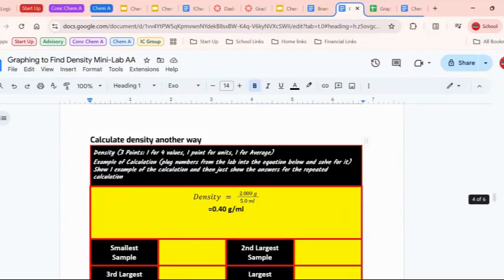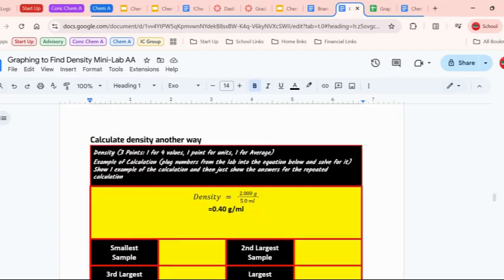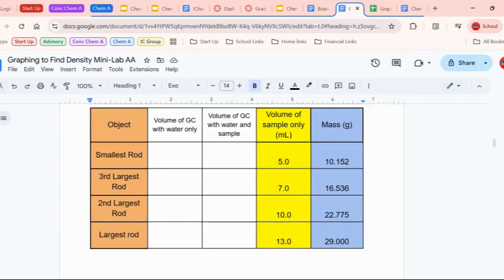Now, ladies and gentlemen, you are ready to answer your questions and do your calculations. So let's begin with your calculations here. The calculation that you're going to do is density is equal to mass divided by volume. Now, you are going to use the numbers that are in this table. Here is your mass. Here is your volume. You are going to take mass divided by volume for each of these.